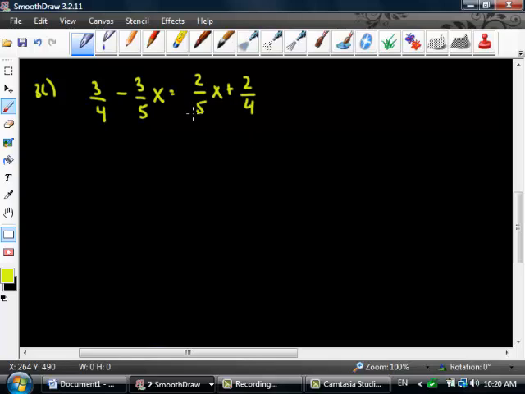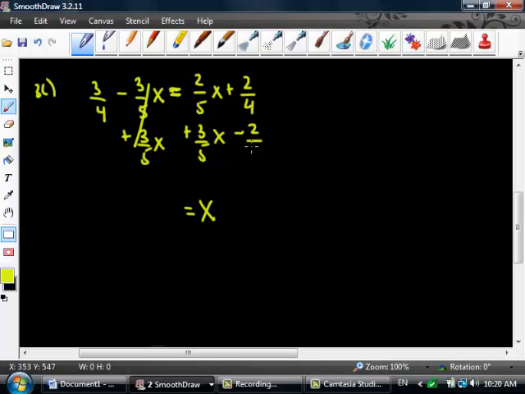A couple of little caveats about this problem. One, there's a bunch of fractions everywhere. Two, x is on both sides of the equal sign. Everyone see that? So what I'm going to do is move all my x's to one side of the equal sign. I'm going to add 3 over 5x to both sides. The good thing about this problem is that what's 2 over 5 plus 3 over 5? 5 over 5, which is actually 1. X equals.